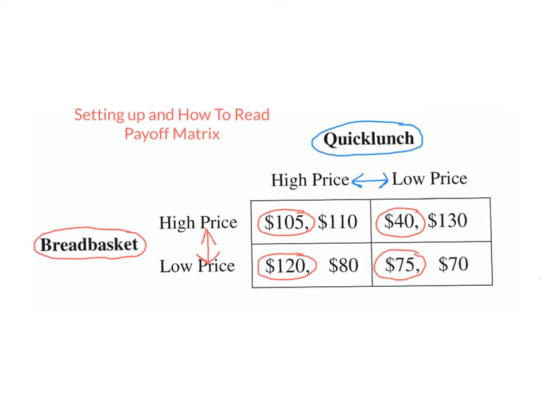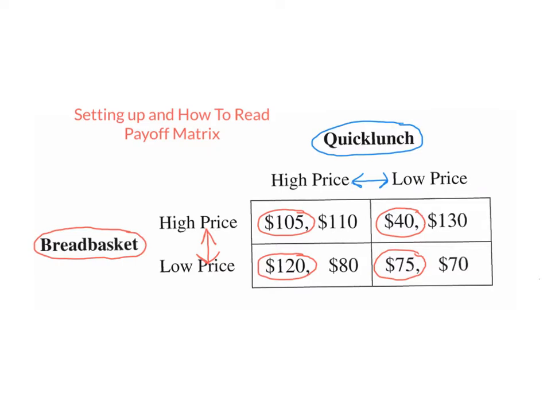To set up the payoff matrix, you will notice that the company Breadbasket, the company always on the side, will always be represented by the first value in each of the quadrants. As you can see here, I circled Breadbasket and then I circled the first item in each of the quadrants. The second payoff is then for the company up on top, which in this case is Quick Lunch.